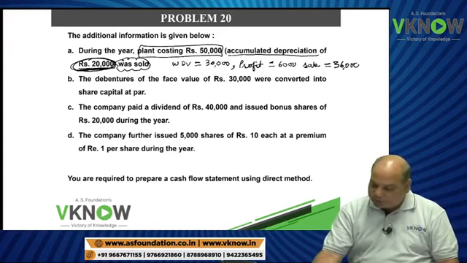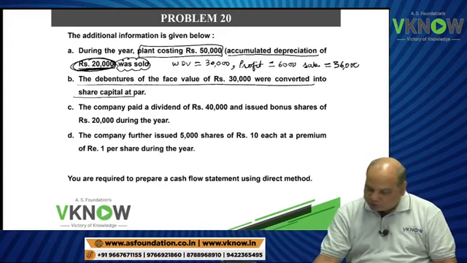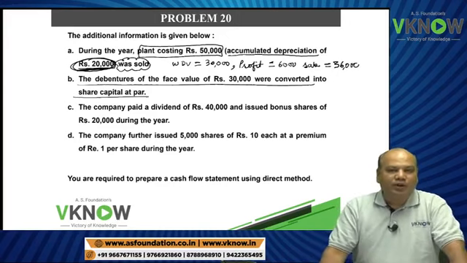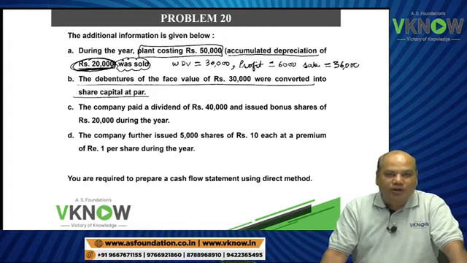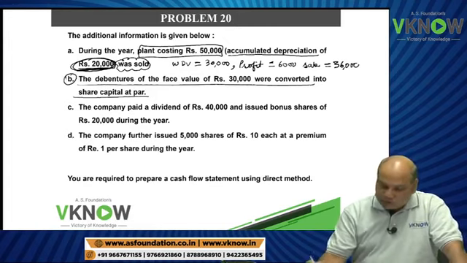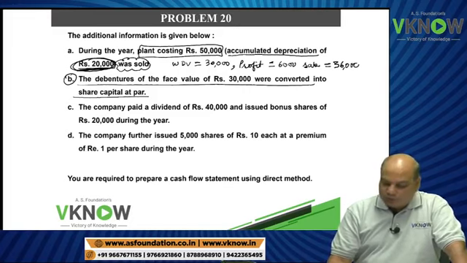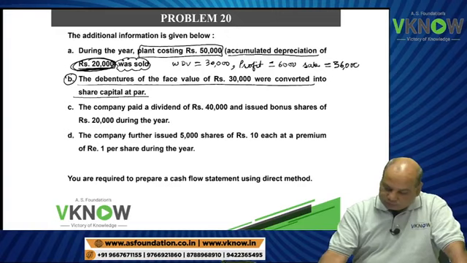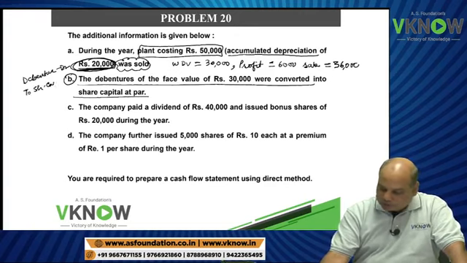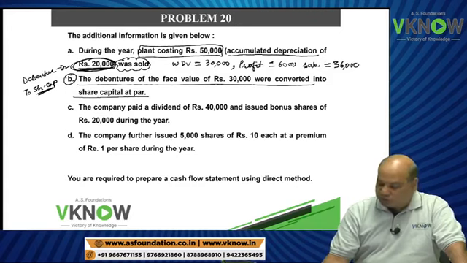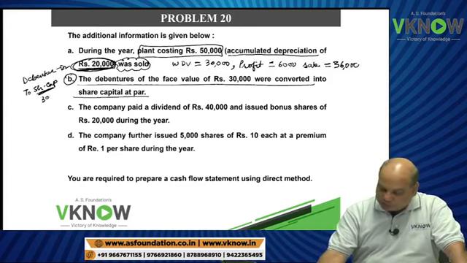The debentures of the face value of 30,000 were converted into share capital at par. Tell me the journal entry for point number B. The journal entry would be: debenture account debit to share capital 30,000.